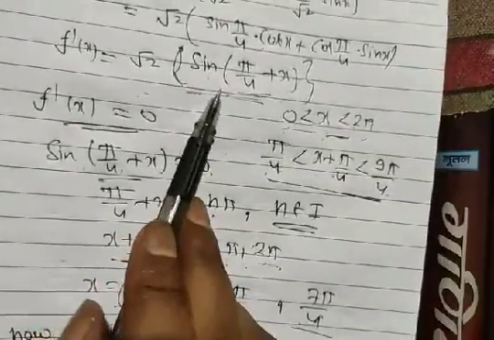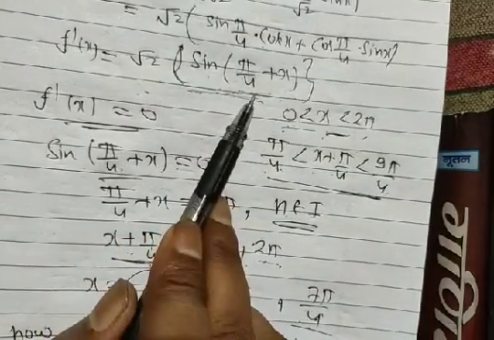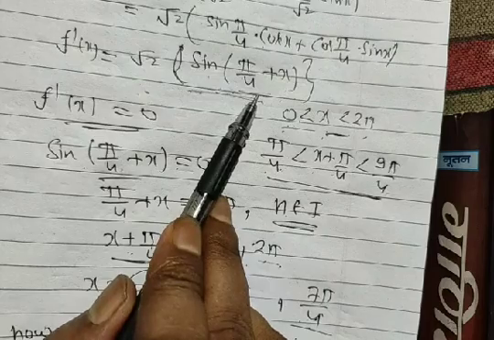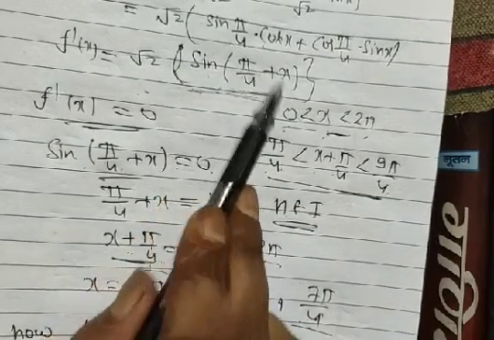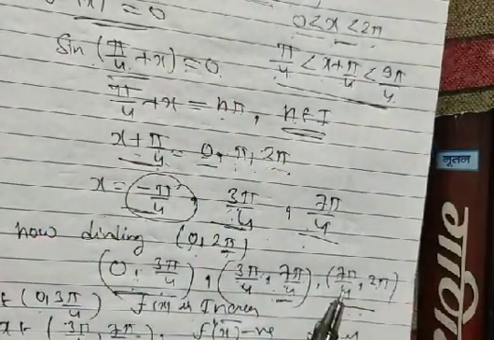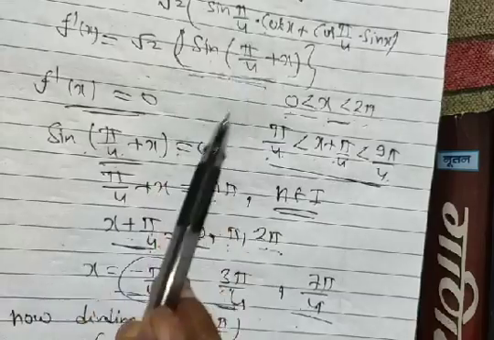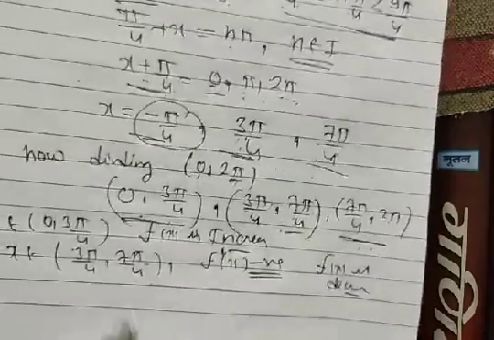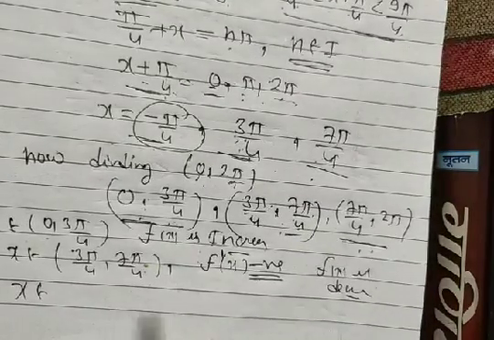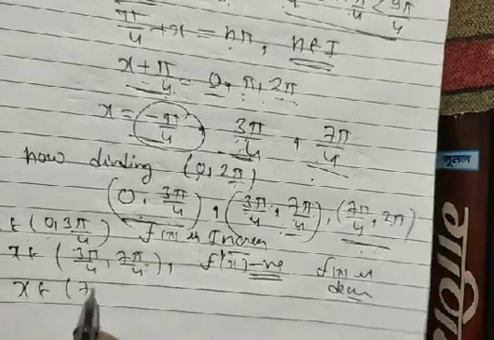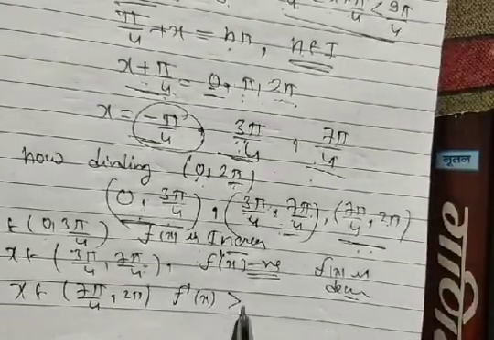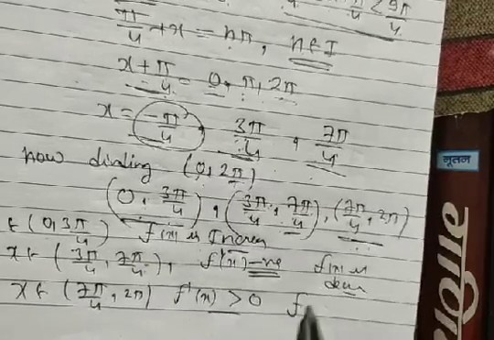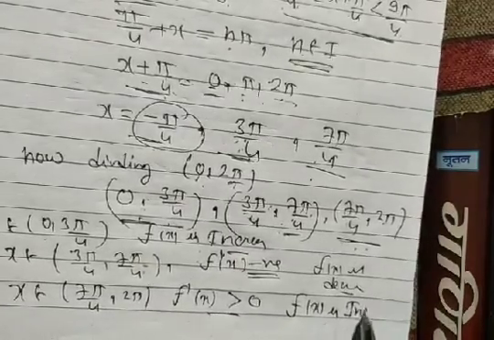Now in the third interval, 7 pi by 4 to 2 pi, again the derivative is sine of pi by 4 plus x. In this interval our f dash x sign is positive, because when we put pi by 4 plus x, adding any point between 7 pi by 4 and 2 pi, we move again to our first coordinate, so the sign is positive here. So when x belongs to 7 pi by 4 to 2 pi, our derivative is greater than 0, then f x is increasing here.